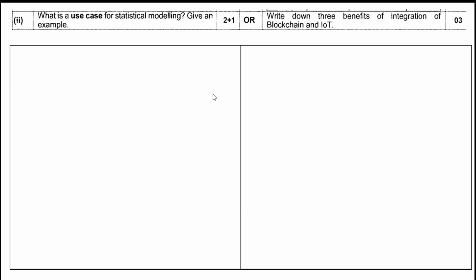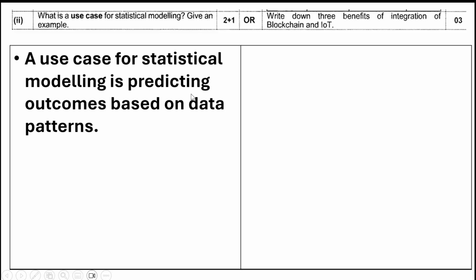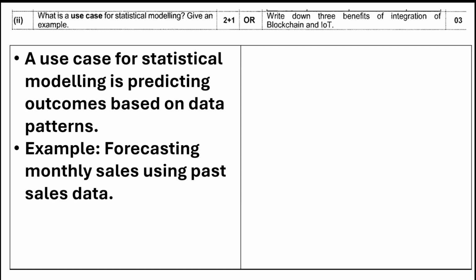Question number 2. What is a use case for statistical modeling? Give an example. A use case for statistical modeling is predicting outcomes based on data patterns. They will predict an outcome based on given data. They will explore and analyze that data, and then they will give you a prediction. Example: forecasting monthly sales using past sales data. In this way you can give a prediction on the basis of previous data. You will explore that data, analyze that data, and on the basis of that data, you will give some prediction.